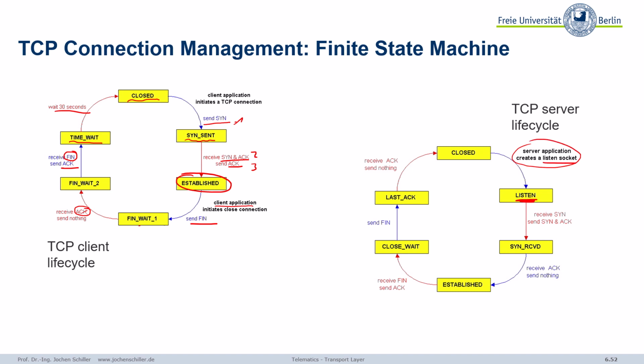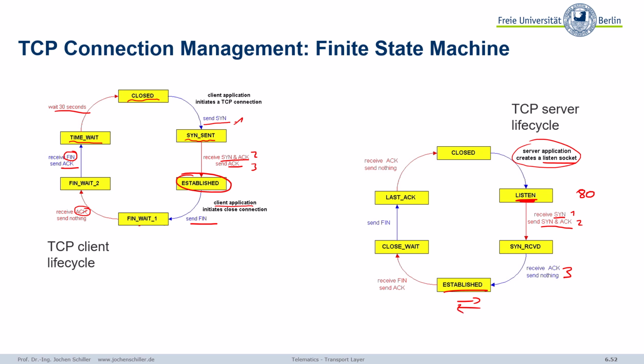On the server side, well, the server starts and we listen. We listen at a certain port. For example, port 80, the web server waits. Then we receive a SYN from a client. We answer, so that was our step 1. That's a step 2. That's our step 3, meaning now we have our connection established. We exchange our data in both directions.